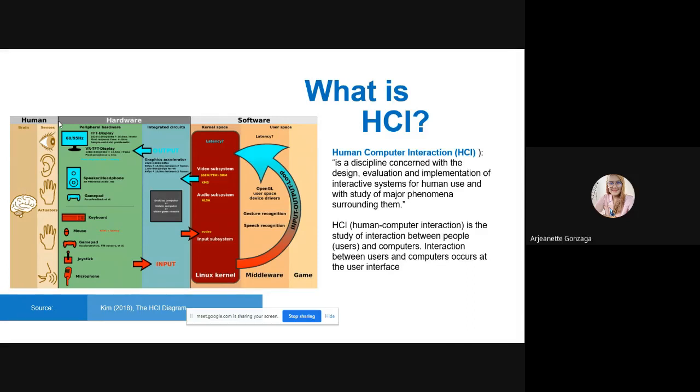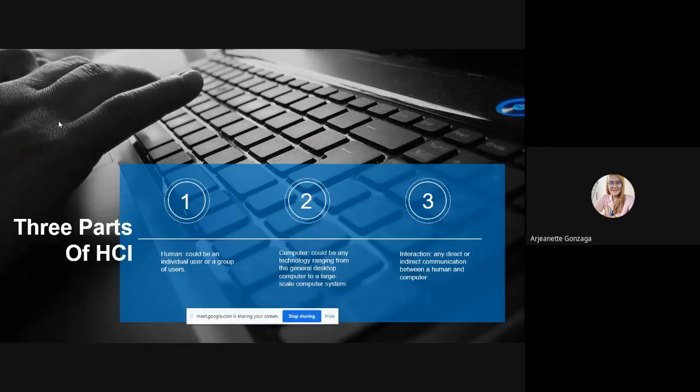So, kailangan yung common or normal people ay kayang interact or gamitin yung ating computer. So, they studied primarily how people interact with computers and to what extent the users are able to interact with the computer. So, there are three parts of HCI. So, what are those three parts?